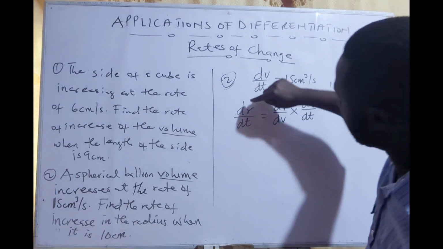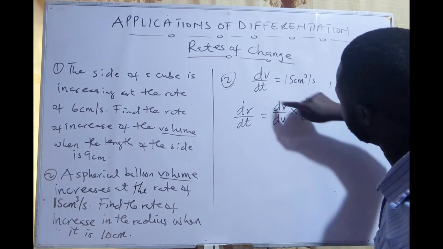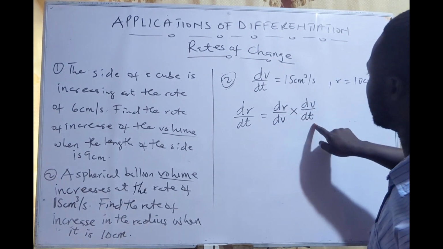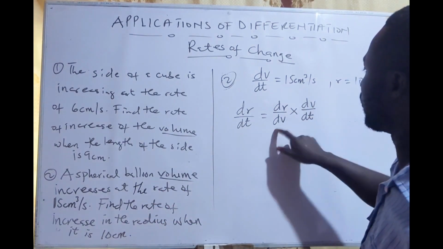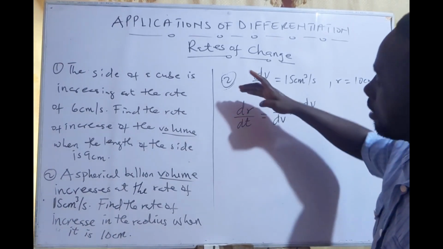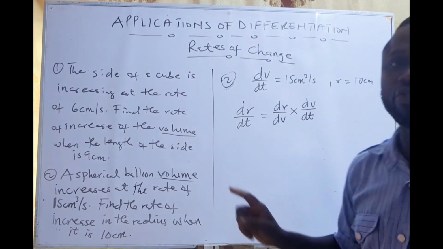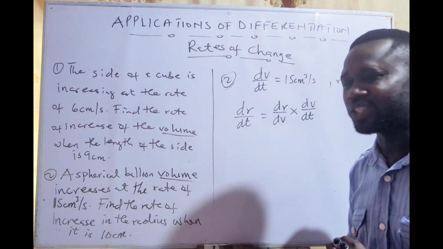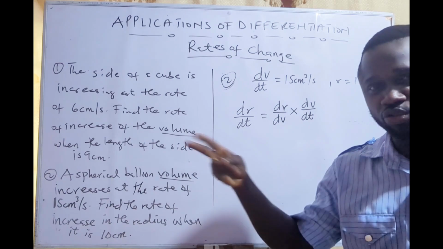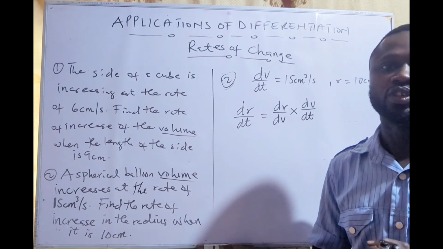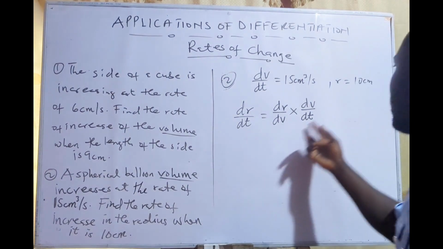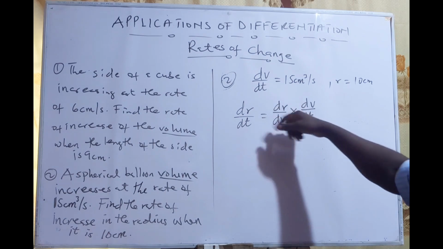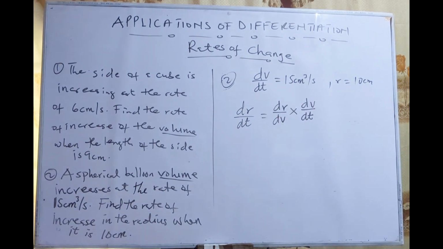So as I said, this and this will always be here. The dr/dt is the rate of change of the radius with respect to time, and whatever you are considering here is in terms of volume. So what I'll do is find dr/dV, the radius with respect to the volume, and then dV/dt, the volume with respect to time. So this is what you have. If you're able to write the first one, then you should be able to write this one.